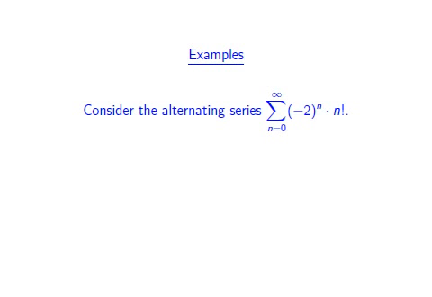Next, consider the following alternating series. Here the underlying sequence is a_n equal to (-2)^n times n factorial, so the absolute value of a_n equals 2^n times n factorial.